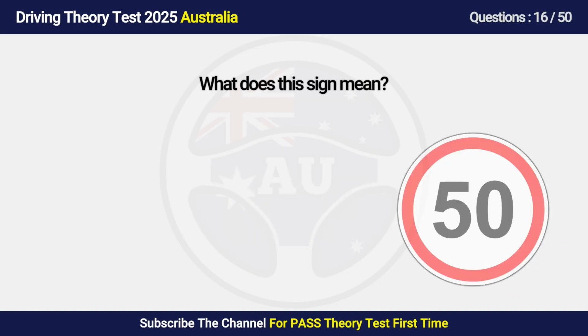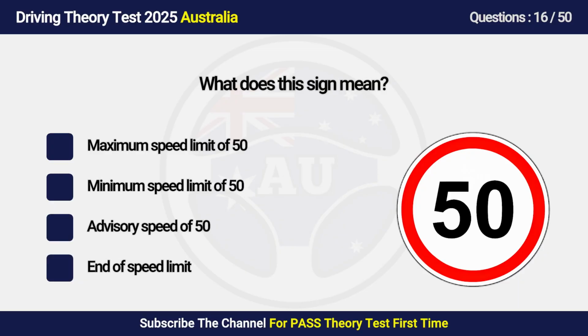Question 16. What does this sign mean? A. Maximum speed limit of 50. B. Minimum speed limit of 50. C. Advisory speed of 50. D. End of speed limit.